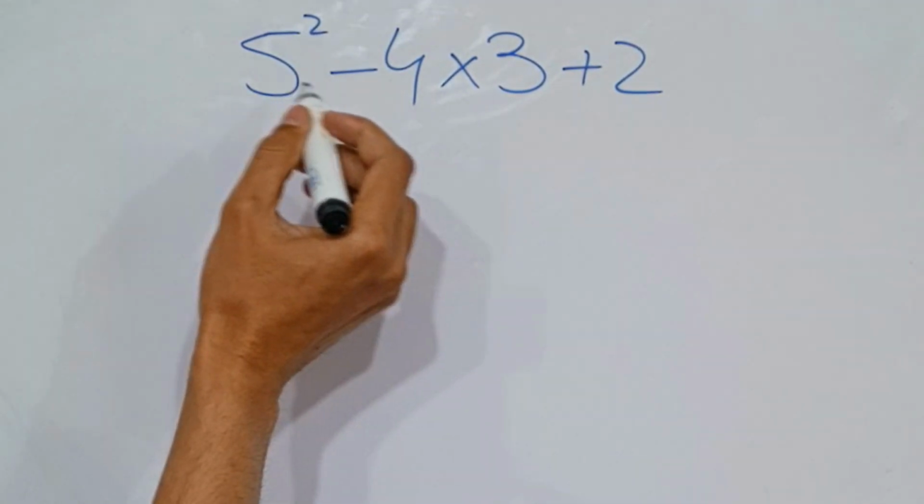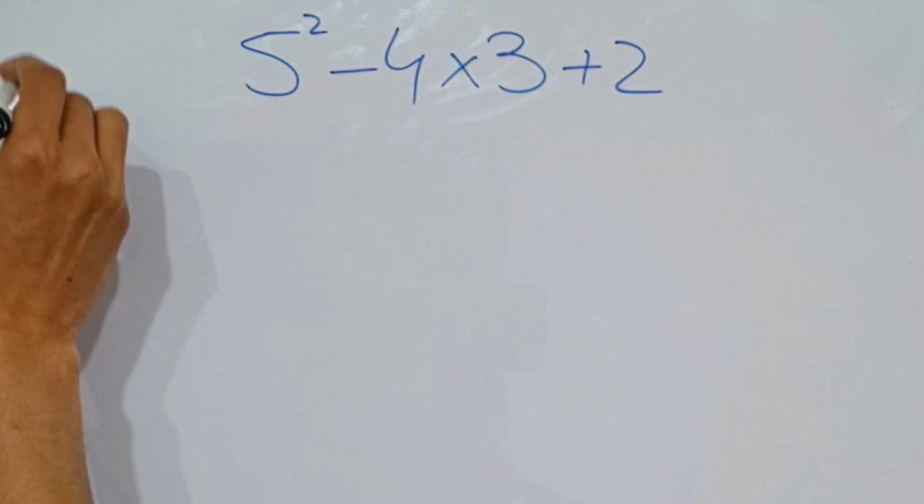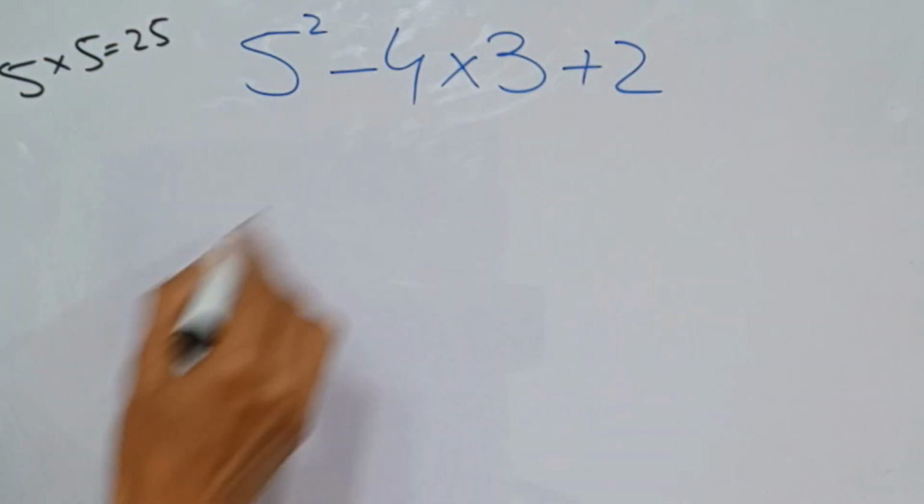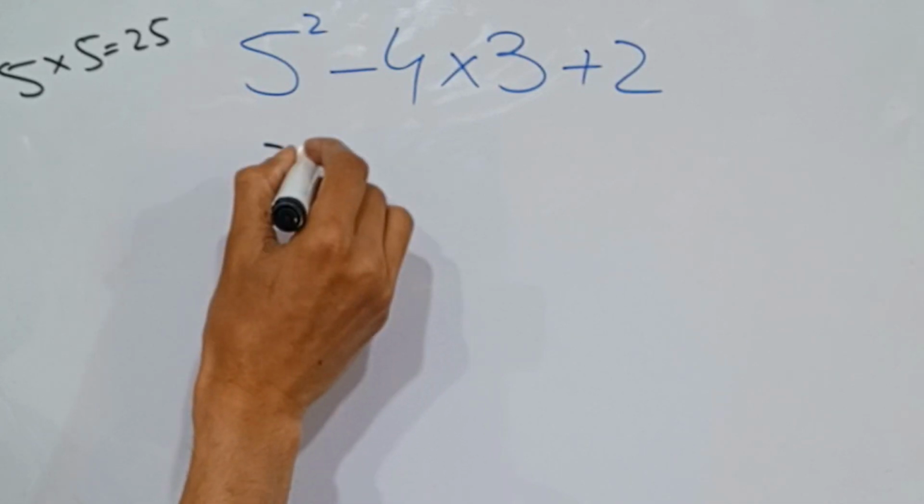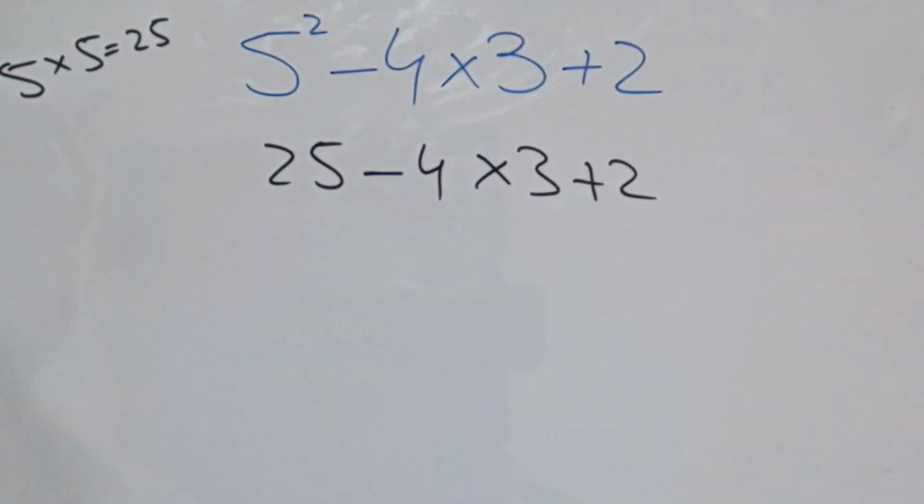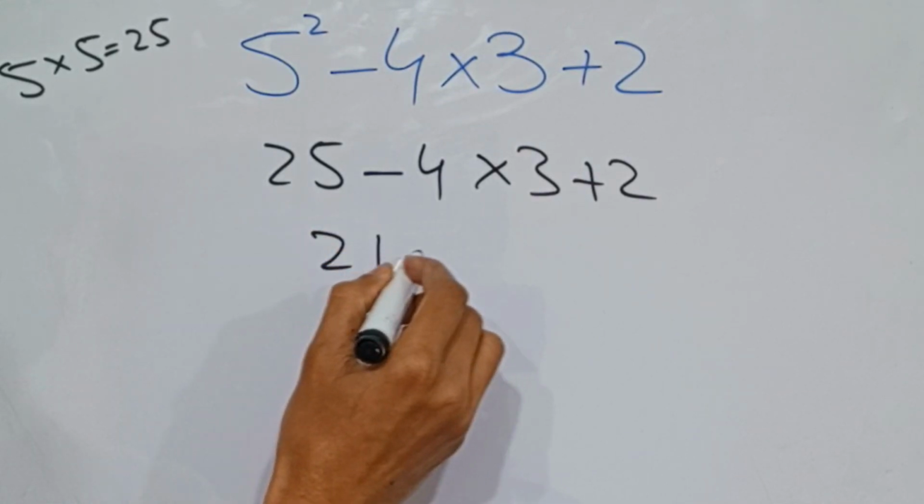Hey guys, can you solve 5 squared minus 4 times 3 plus 2? 5 squared equals 5 times 5 equals 25, right? 25 minus 4 times 3 plus 2. Now 25 minus 4 equals 21, right?